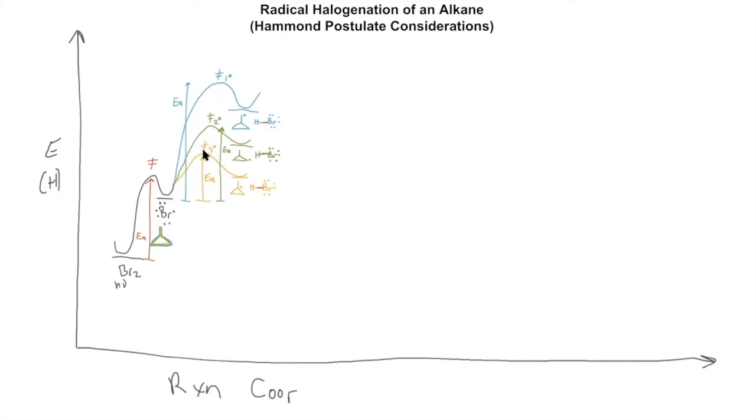All of our transition states are closer in energy to products. So this tertiary transition state looks mostly like a tertiary carbon radical. The secondary transition state looks mostly like a secondary carbon radical. The primary transition state looks mostly like a primary carbon radical. So there are differences in energy there.